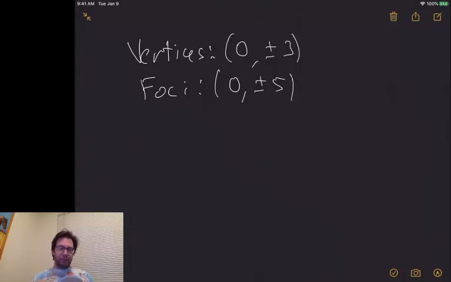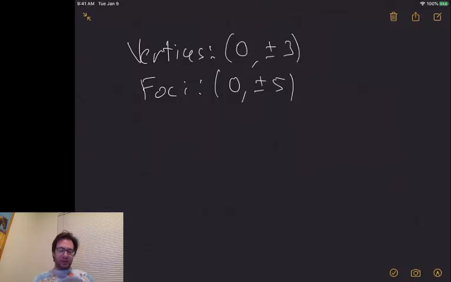In this video, we're going to look at how to find the equation for a hyperbola given vertices and foci. We'll do two examples. The first example, we have vertices at (0, ±3) and foci at (0, ±5). So first of all, we know that this hyperbola is going to be vertical. It's going to open up and down because both the vertices and the foci are on the y-axis.